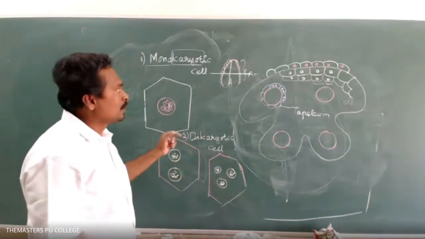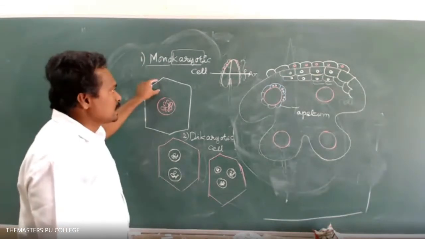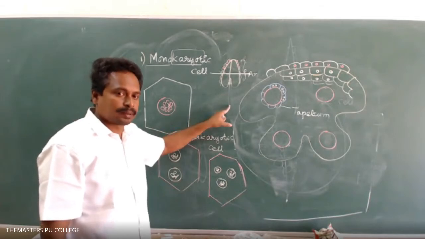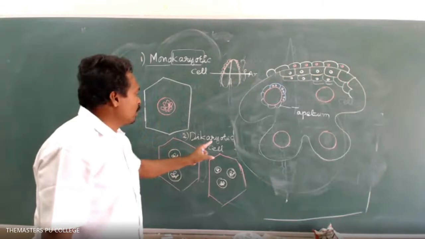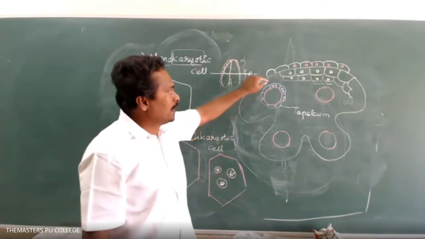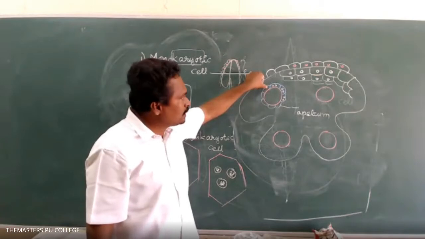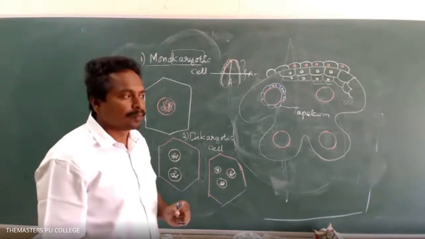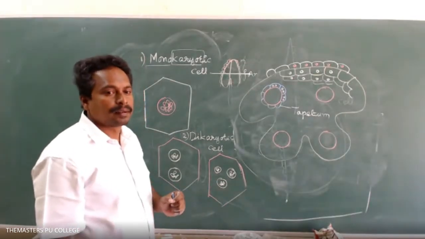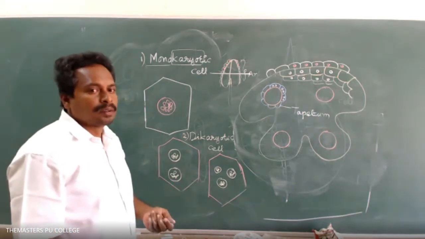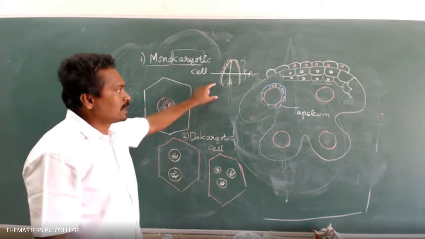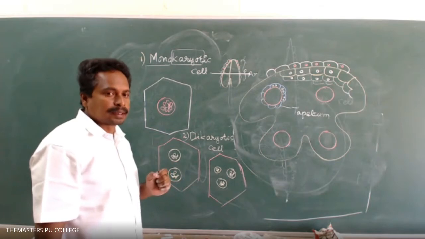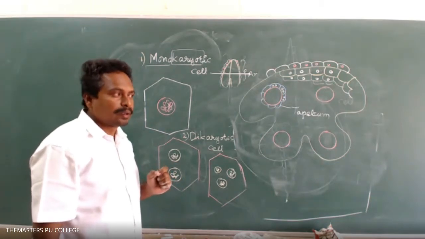Is it clear now? Monokaryotic cells, for example, the epidermis layer of the root, stem, branch, leaves, flowers. They are multikaryotic cells in the tapetum layer. The tapetum layer cells are having two or more than two nuclei. Is it clear? These are the examples. In the tapetum layer, the cells consist of two or more than two nuclei.